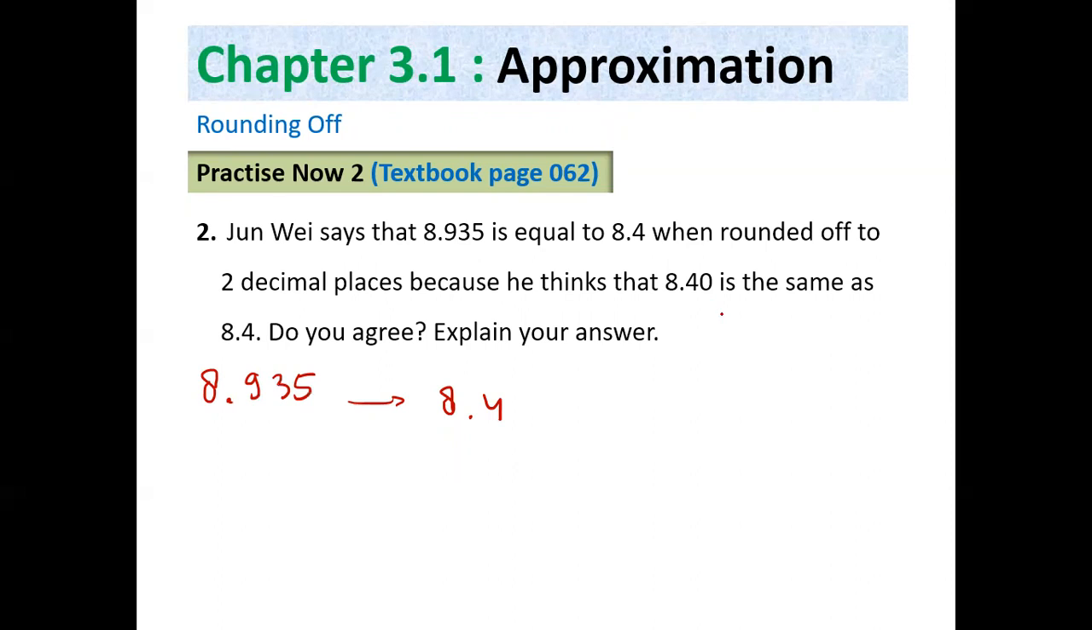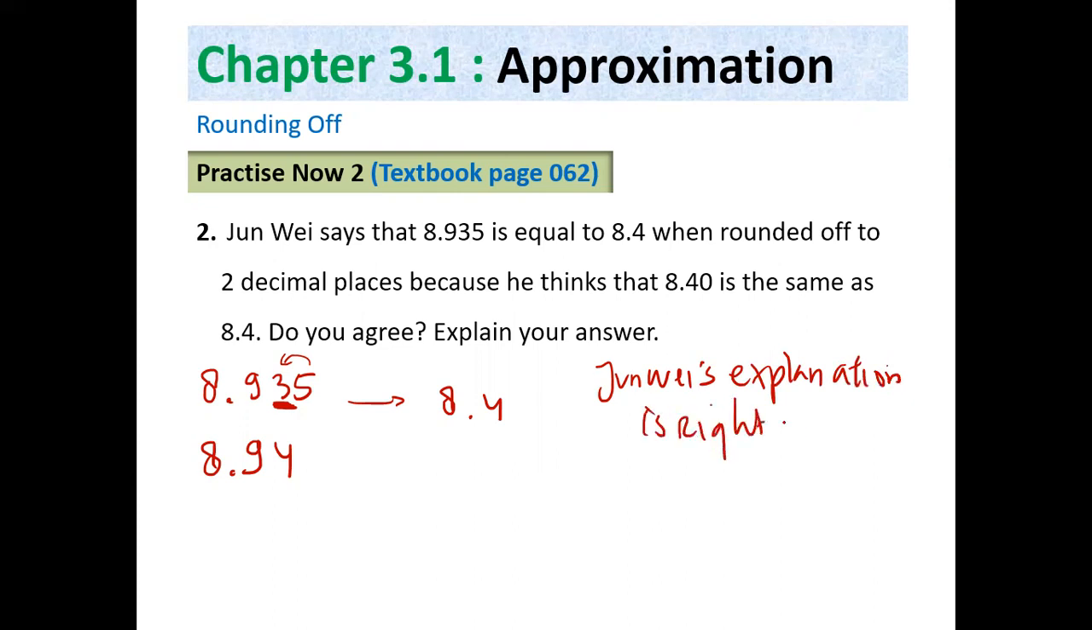This is totally wrong. Okay, when you round to two decimal places, you have to focus on the 9. So this is two decimal places, right? So look at the next number, 5, increase. So it's supposed to be 8.94, right? Where is the 9? Okay, the explanation is right. So Junwei's explanation is right.